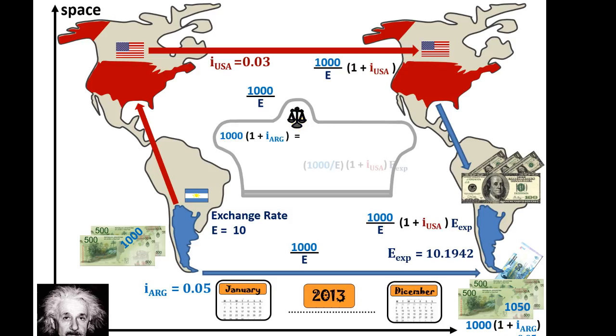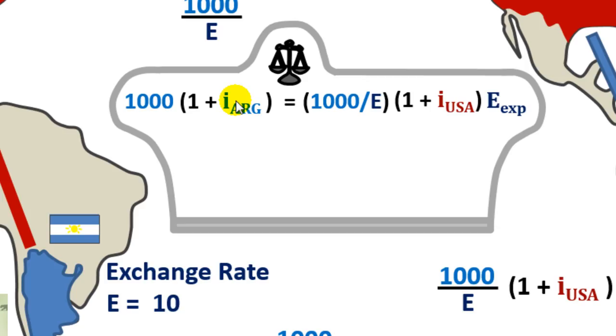and then to travel in time staying in Argentina, we get 1,000 times this, which is this, and if we do this journey, then we get this, then we get this, and in equilibrium this quantity is equal to this quantity.